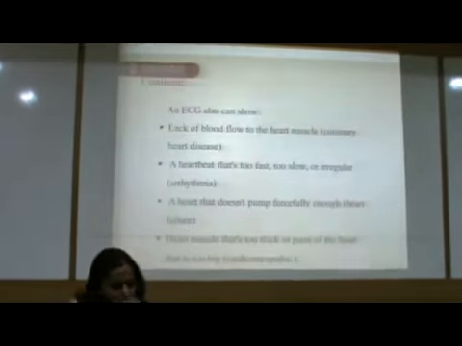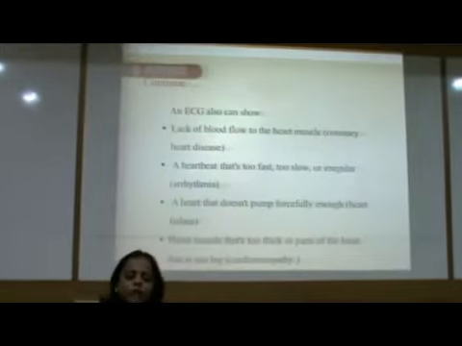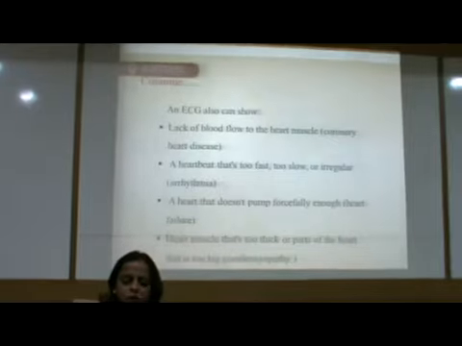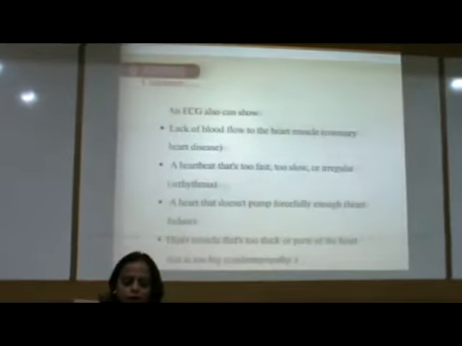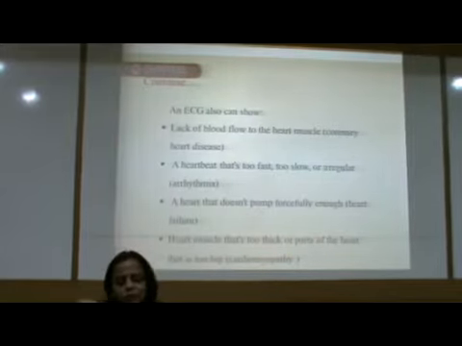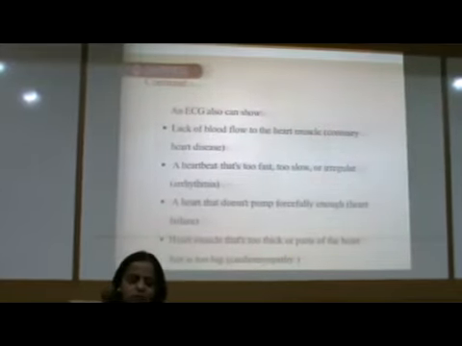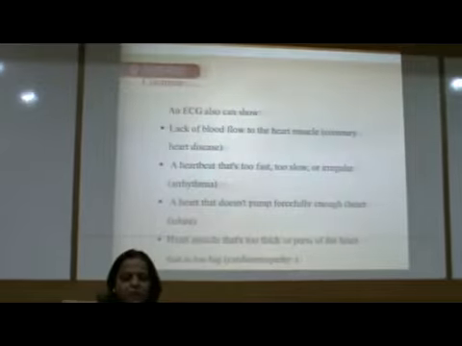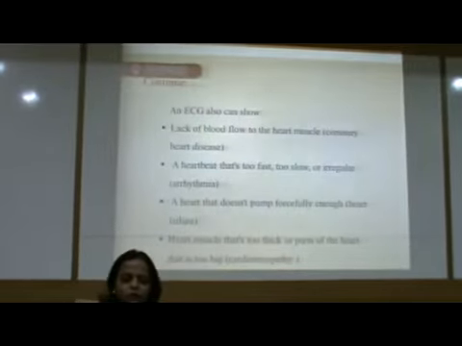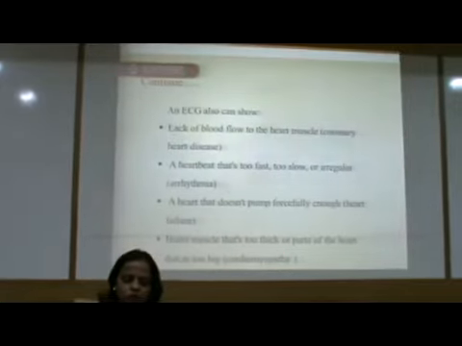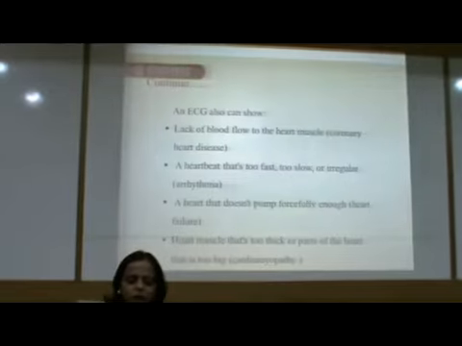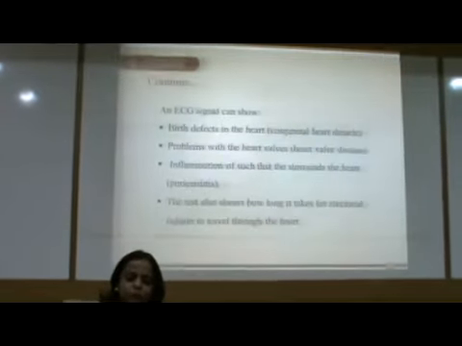An ECG can also show lack of blood flow in the heart muscles, that is called coronary heart disease, and a heartbeat that's too fast, too slow, or irregular, that is called arrhythmia. An ECG signal can also diagnose a heart that does not pump forcefully enough, that is called heart failure. Heart muscles that are too thick, or parts of the heart that are too big, that is called cardiomyopathy.